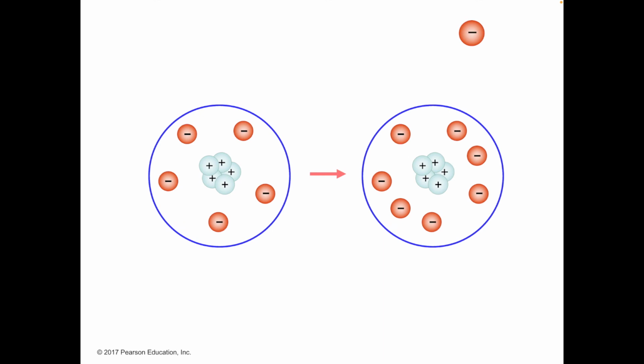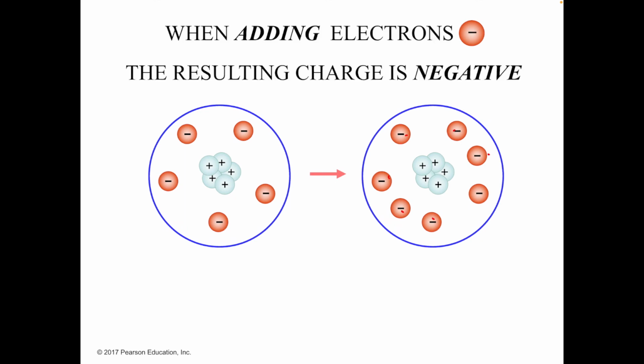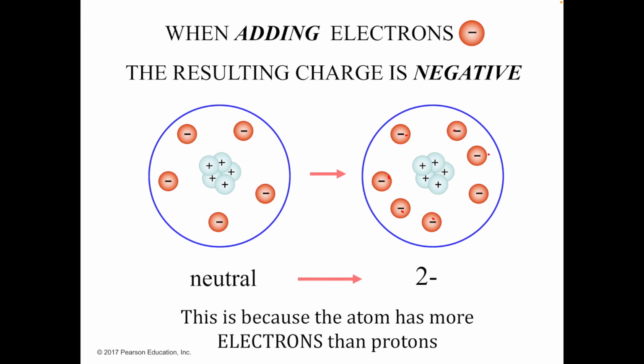Now here we have 5 protons, and on the left we had 5 electrons. On the right we have 1, 2, 3, 4, 5, 6, 7 electrons. Okay, so when we are adding electrons, the resulting charge is negative. And so here we're going from a neutral to a 2- because we have 2 extra electrons, and electrons are negatively charged. Okay, so you'll see a negative charge when it has more electrons than it has protons.